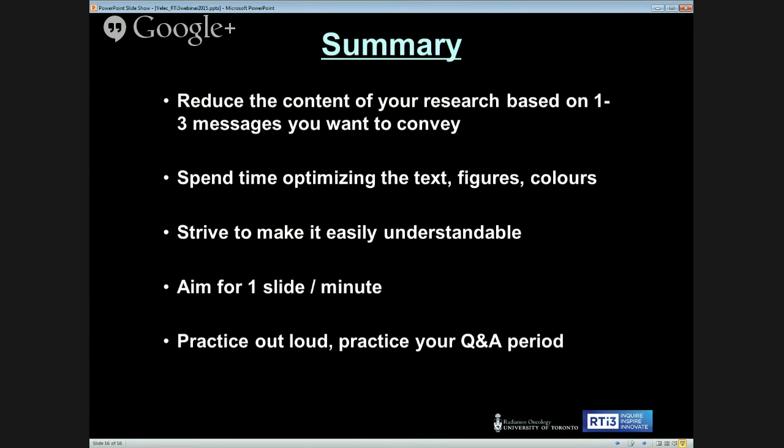So to summarize this, if I could put it in five bullets: reduce the content of your research based on one to three messages you really want to get across. Spend a lot of time optimizing the text, especially the figures and even the colors, and strive to make it as easily understandable as possible. So do your audience a favor and help them understand it. Aim for one slide a minute. I think that's a good rule. Practice out loud to yourself, practice out loud to your colleagues, and even, like I suggested, practice the question and answer period, because it seems like a lot of people are also nervous about that.